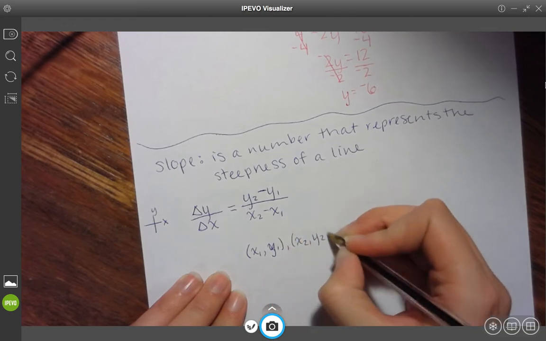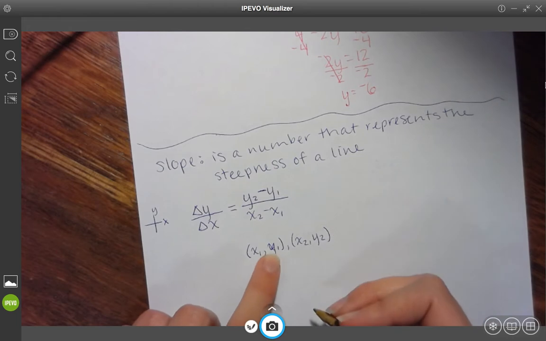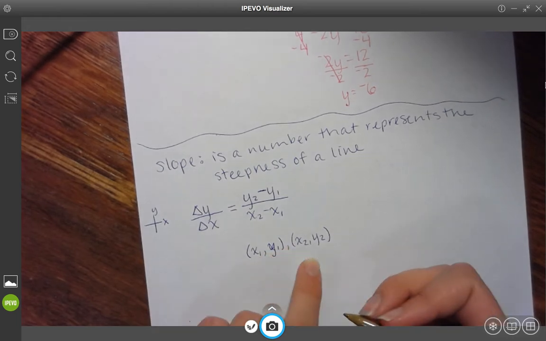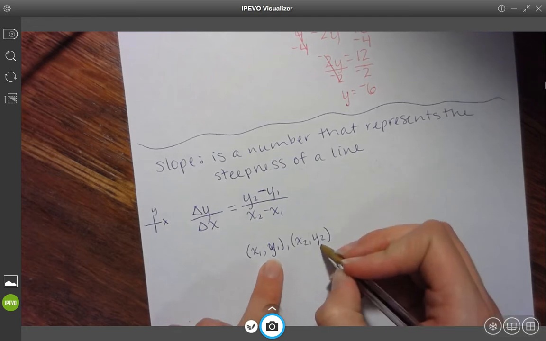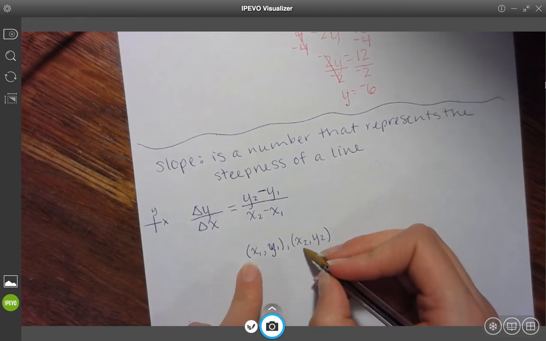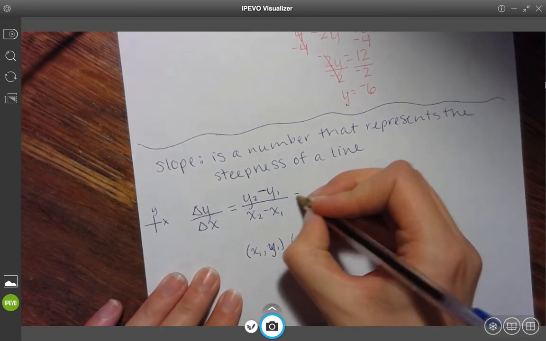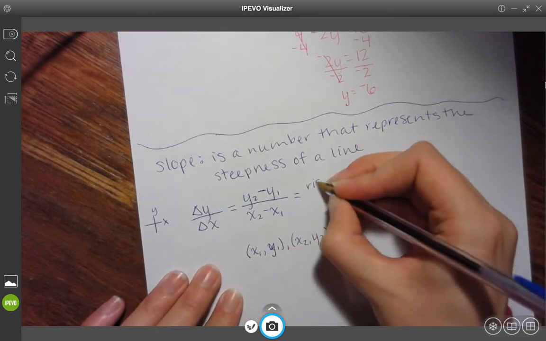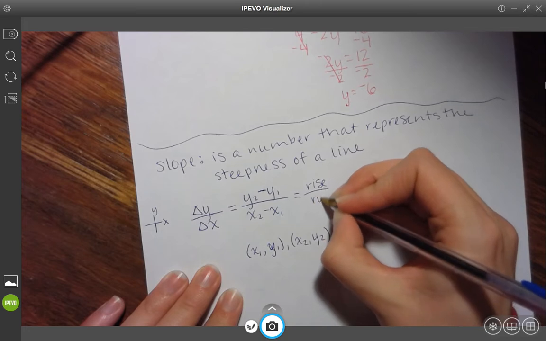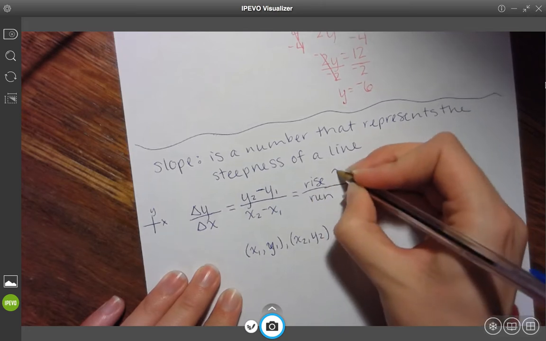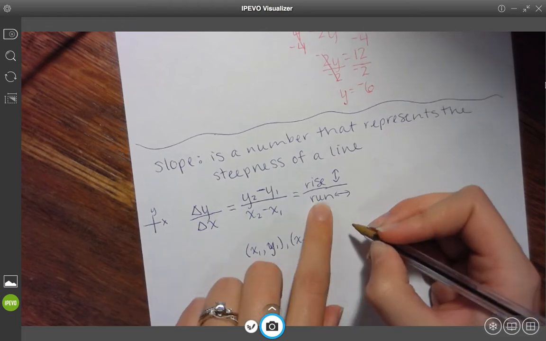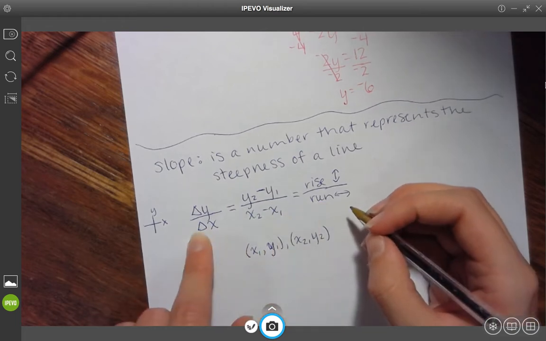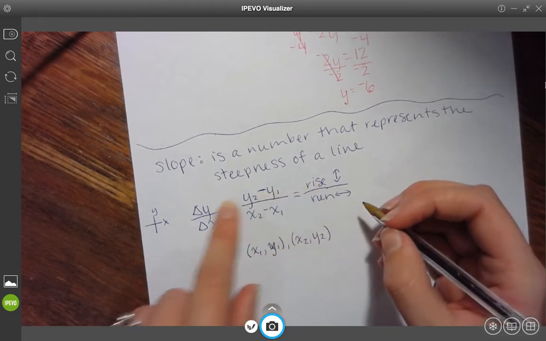So 2 points, my point x1, y1, so 2 different values, and then my second point, x2, y2. You subtract the y's, and then you put that over the subtraction of the x's, and that's how you find the slope of 2 points. Another way we've talked about it is rise over run. Rise being my up and down movements, run being my left and right. Run is with the x's, rise is with the y's.